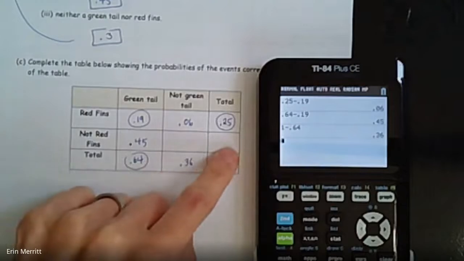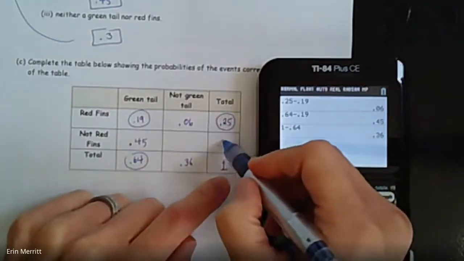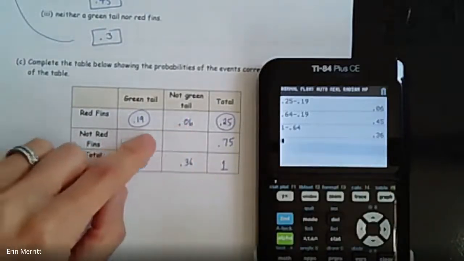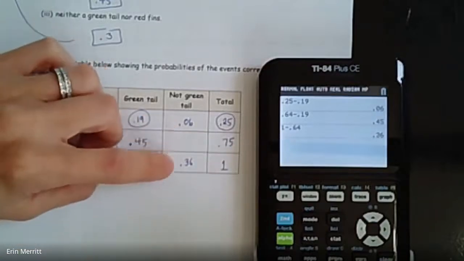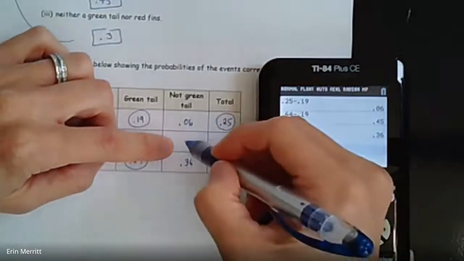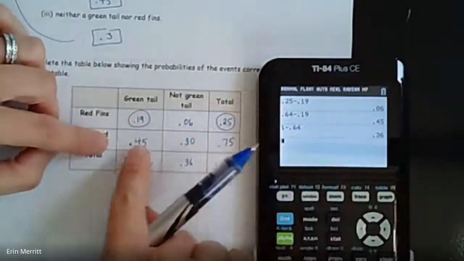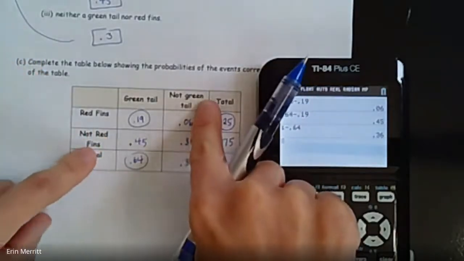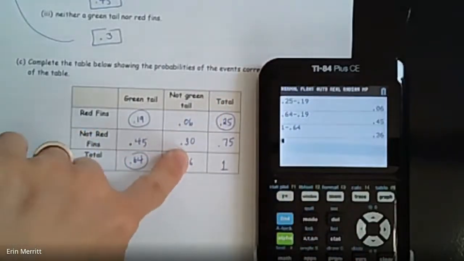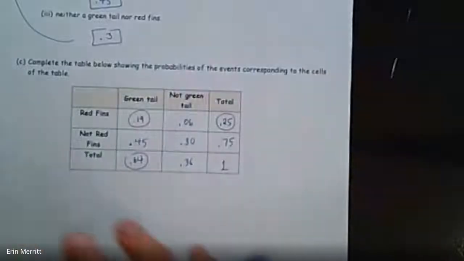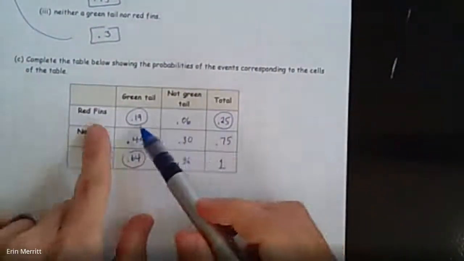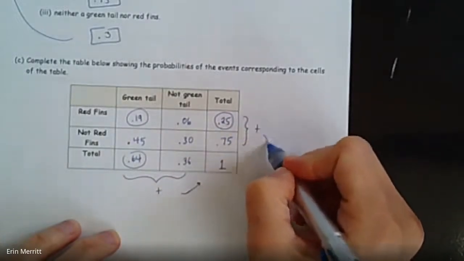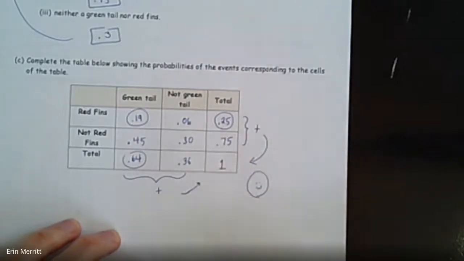I can play the same game over here. 1 minus 0.25, you guys don't even need a calculator for that. That would be 0.75. All right. And now you can fill in this way or this way. So think 0.06 to get to 0.36. You're missing a 0.3 right there. And now does it check if I go this way? 0.45 plus 0.30, that's 0.75. Absolutely. Right? And that was the not green tail or not red fins. That's the 0.30 that's sitting in the corner of the chart there. So the idea is that you add and get the totals here. You add and get the totals here. And then these together should add up to give you 1. These together should add up to give you 1. Yay. And it all works out.